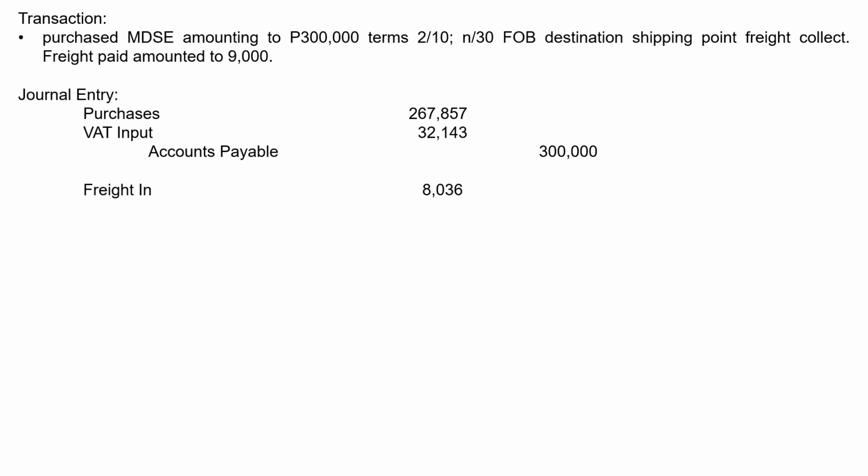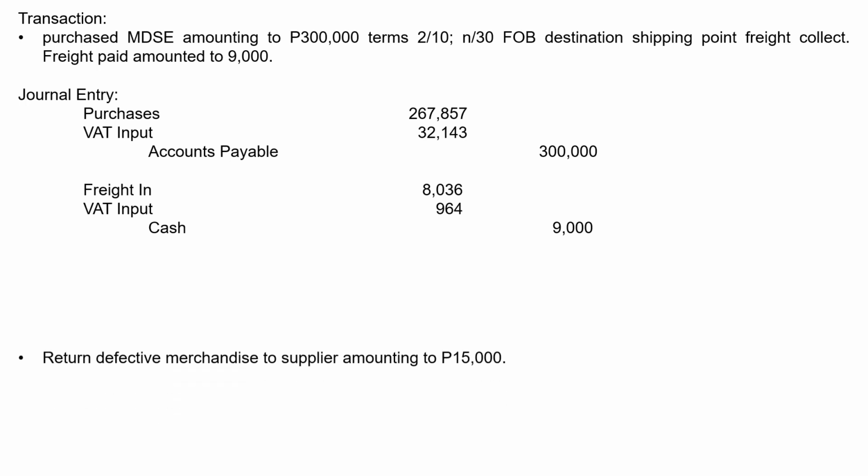So the amount of cash paid is 9,000. So credit cash 9,000. And then to get the value of the freight in, 9,000 divided by 1.12, so 8,036 pesos. Then 9,000 minus 8,036 pesos of freight in. So the VAT is actually 964. So debit VAT input 964.